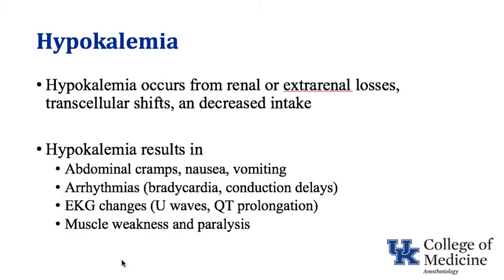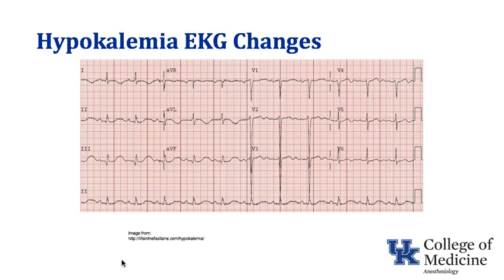In hypokalemia, hypokalemia occurs from renal or extrarenal losses, from transcellular shifts, and from a decreased intake of potassium. Hypokalemia results in abdominal cramps, nausea, vomiting, arrhythmias, EKG changes, muscle weakness, and paralysis. EKG changes typically seen include U waves and QT prolongation.